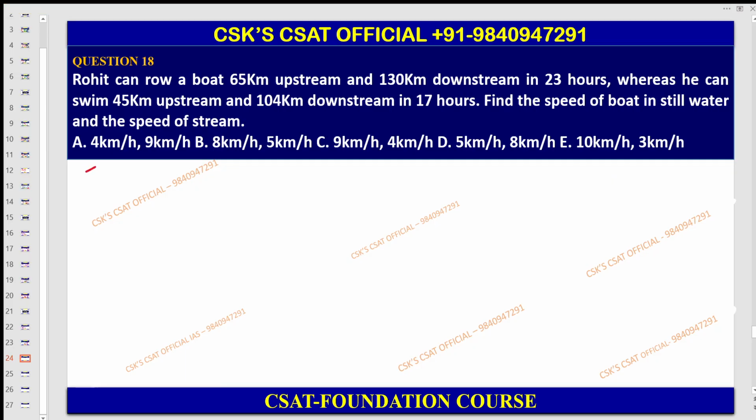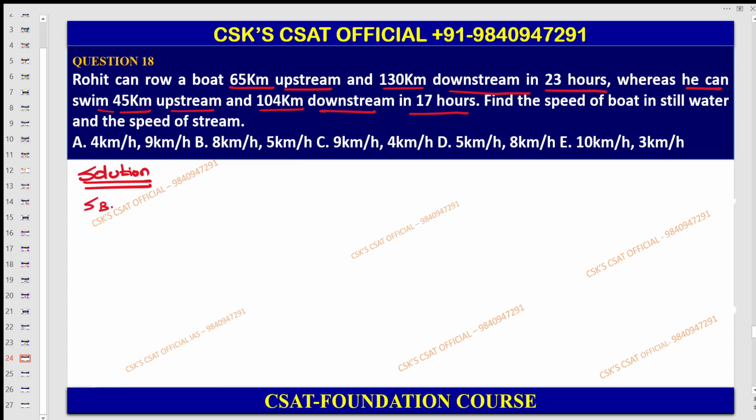Rohit can row a boat 65 kilometer upstream and 130 kilometer downstream in 23 hours, whereas he can row 45 kilometer upstream and 104 kilometer downstream in 17 hours. So what do you need to find out here? Find the speed of the boat in still water and the speed of the stream. So this only you need to find out here.